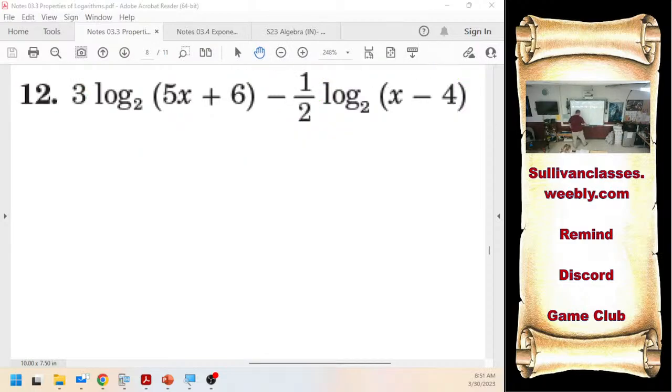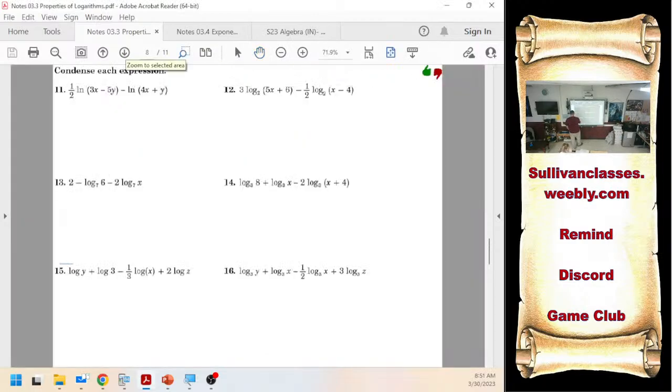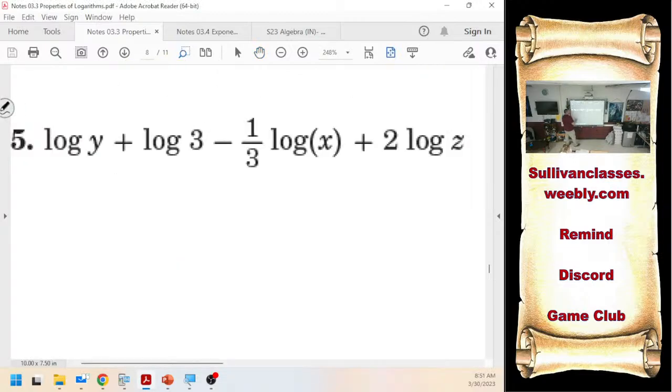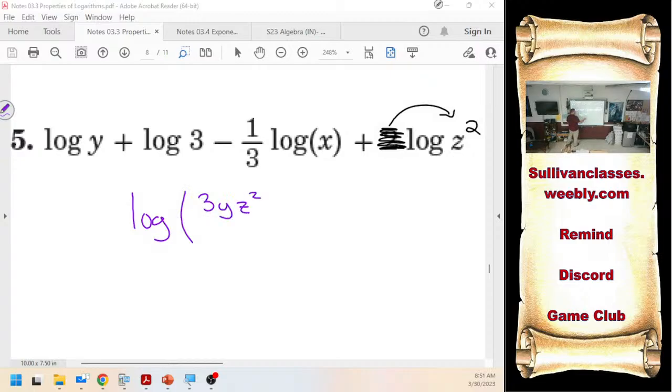Okay, what about the other guy? Because we had something similar. We had a radical. This guy comes up here. And then everything that's positive goes upstairs, everything that's negative goes downstairs. Getting log of 3yz squared over what kind of x? It's a cubed root. And we can't have that.